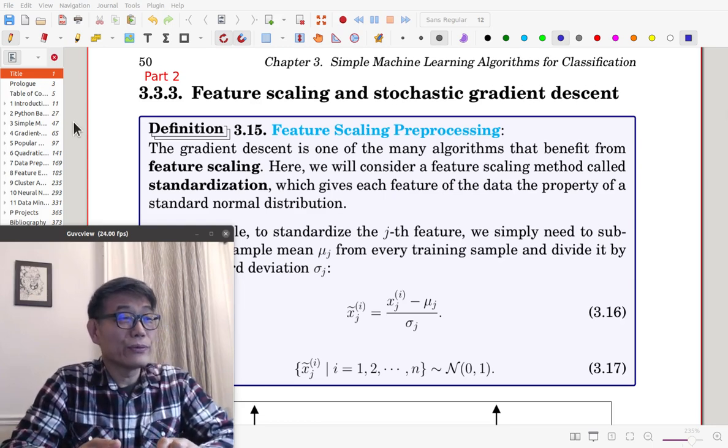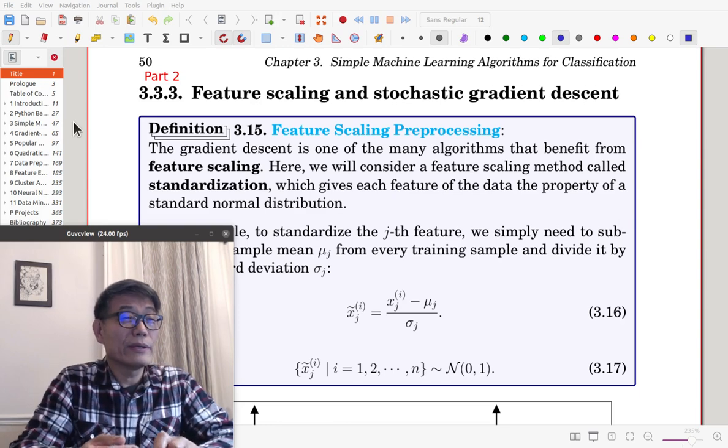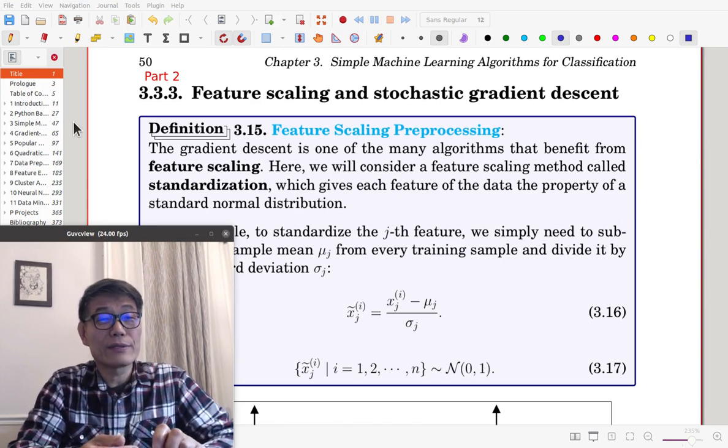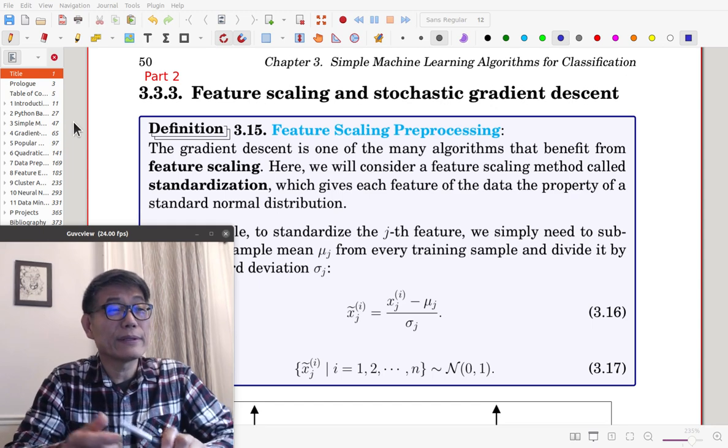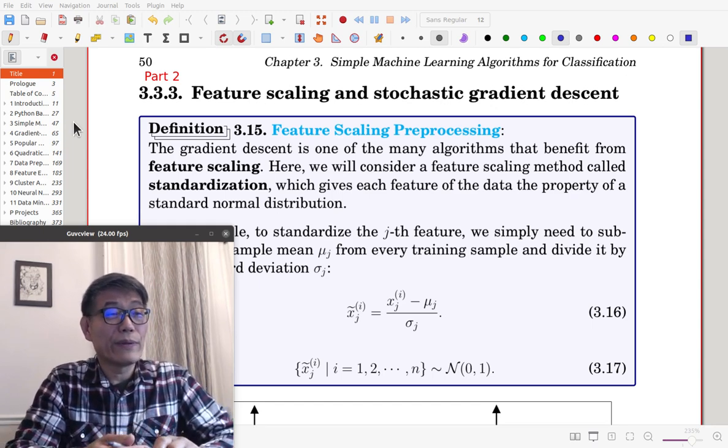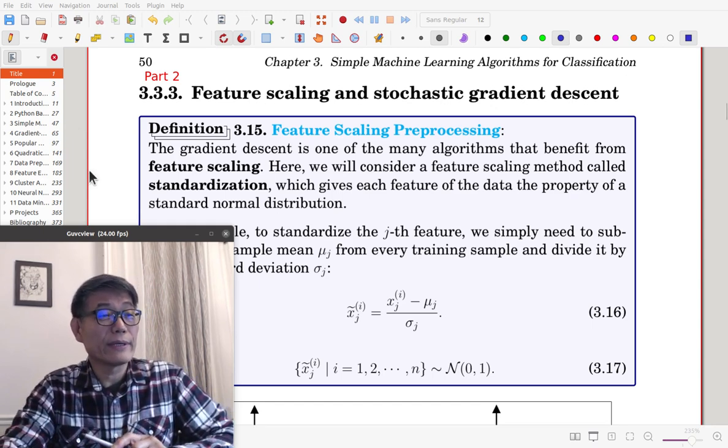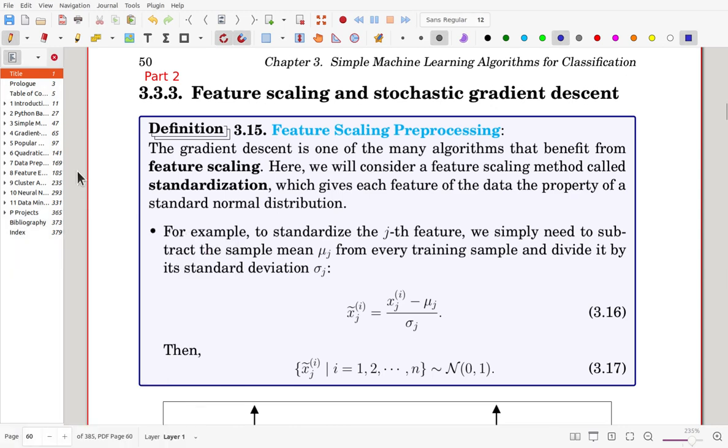It is part 2 of section 3.3, feature scaling and stochastic gradient descent method. Let's begin with feature scaling preprocessing. Like many other algorithms, the gradient descent method can be improved in its performance through feature scaling. Here we'll consider a feature scaling method called standardization.